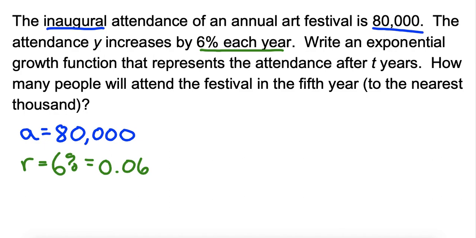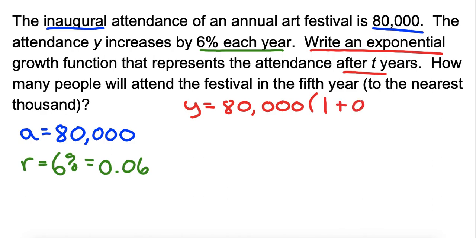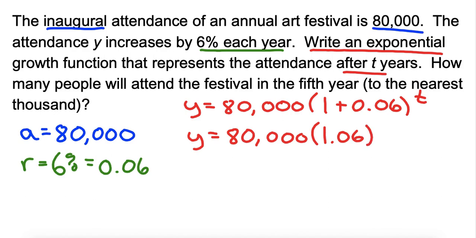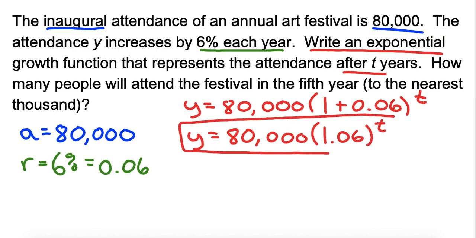Now, we need to write an exponential growth function after t years. So that's like leaving both x and y in there. We're going to leave t in there. So we know y is equal to 80,000, because that was our a, times 1 plus 0.06, and we're leaving it as t, because we're just writing that initial function. To simplify, we have y equals 80,000 times 1.06 to the t. And that is our exponential growth function for t years.